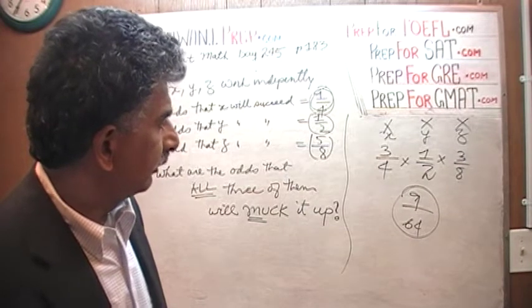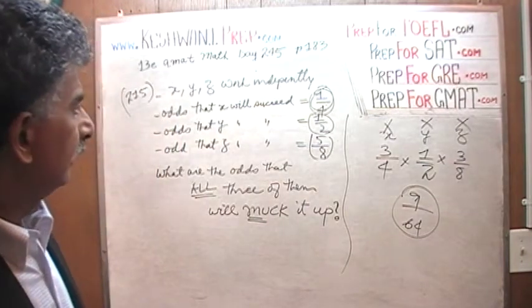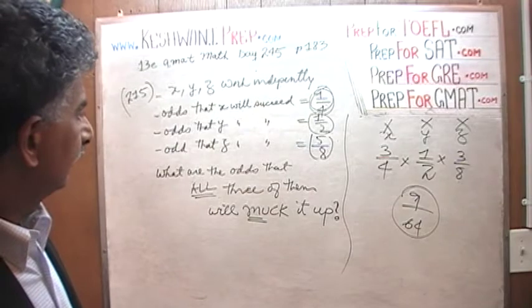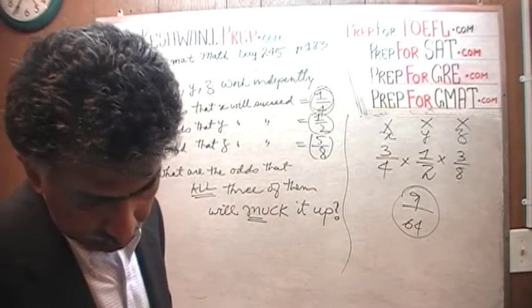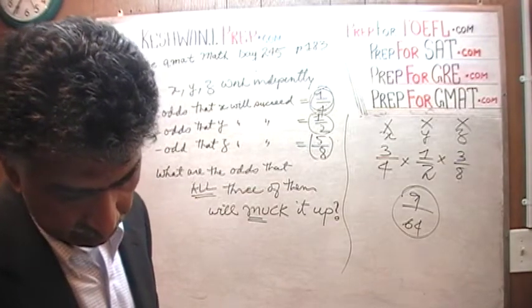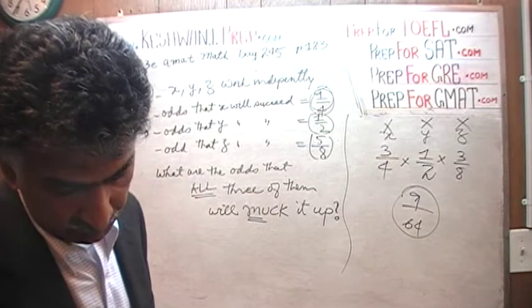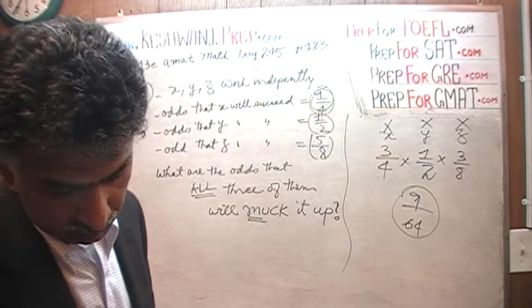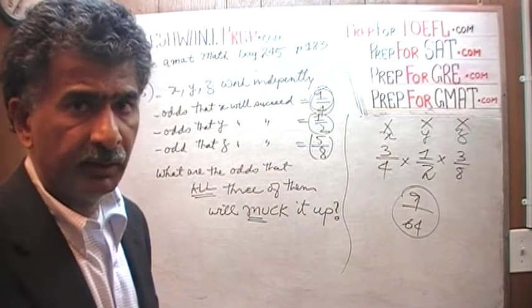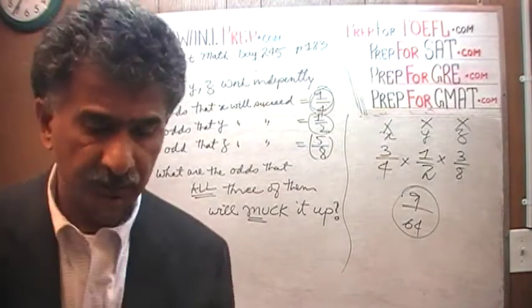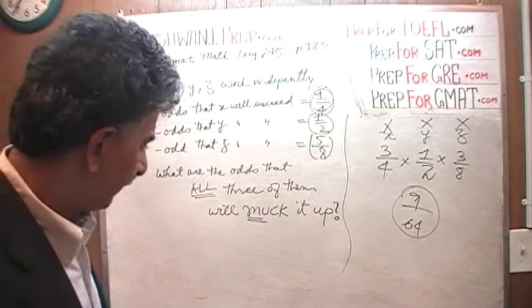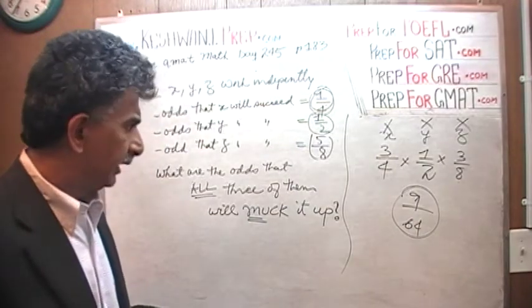It is 9 over 64, but how can it be 3 times more likely that none of them will succeed, whereas before we found out that the odds that x and y will succeed, I will have to think about it. I don't want to stand in front of the camera and just stare at you. There must be some logical explanation which I'm not seeing right now. But anyway, that's how you do it.